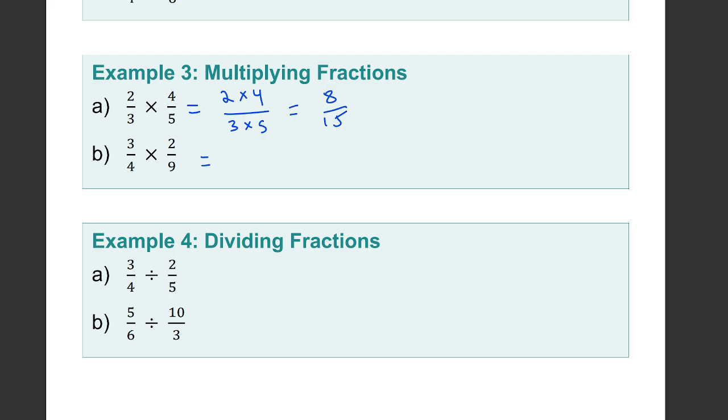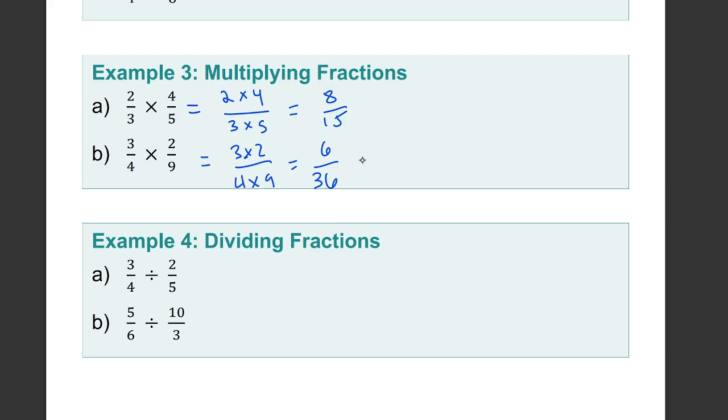So now if I look at the next one, I have 3 times 2 divided by 4 times 9. And that gives me 6 over 36. However, this fraction is clearly not reduced. They're clearly both even to start, divisible by a few different numbers. And so we actually need to reduce this fraction. So to do that, we could do it a few different ways, but I'm going to start by taking a 2 out of the numerator and the denominator, the top and the bottom.